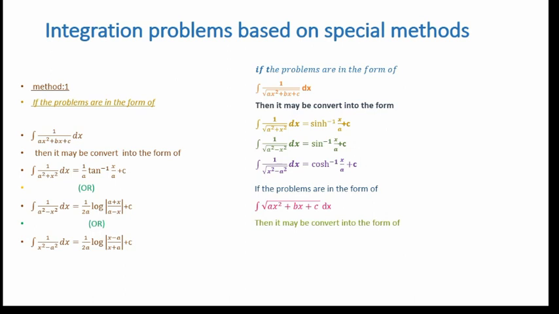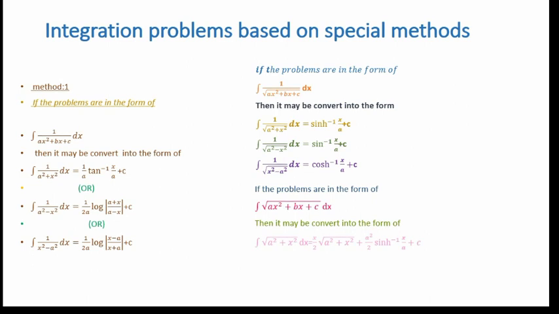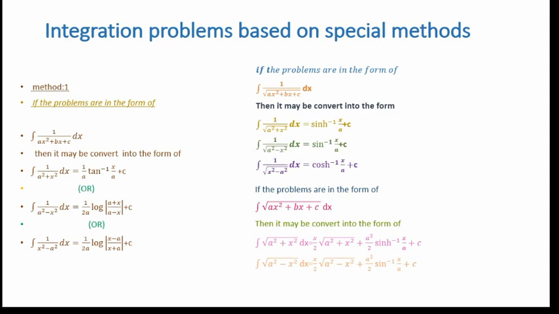Or it may be converted into the form of integration of root a square minus x square into dx, that equals x by 2 into root a square minus x square plus a square by 2 into sin inverse of x by a plus c. Or it may be converted into the form of integration of root x square minus a square into dx, that equals x by 2 into root x square minus a square minus a square by 2 into cos h inverse of x by a plus c.